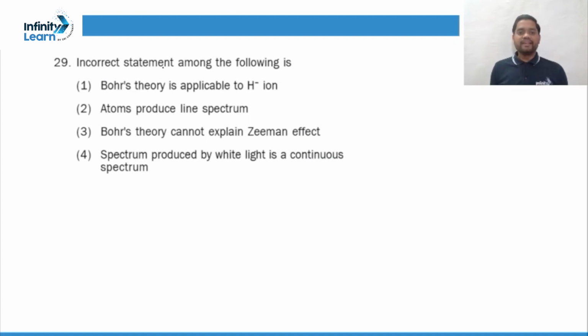29, incorrect statement among the following is, Bohr is applicable to H minus ion. The first one itself is incorrect. It is applicable to one electronic species, whereas H minus has 2 electrons, single electron model. So 29, the first option is 1.